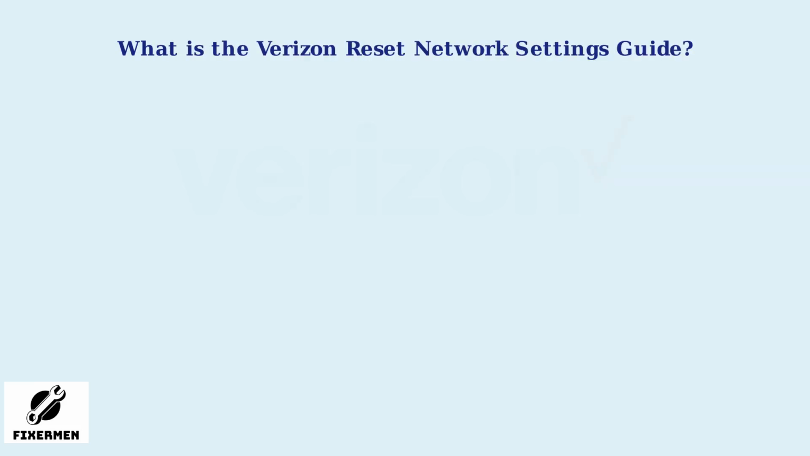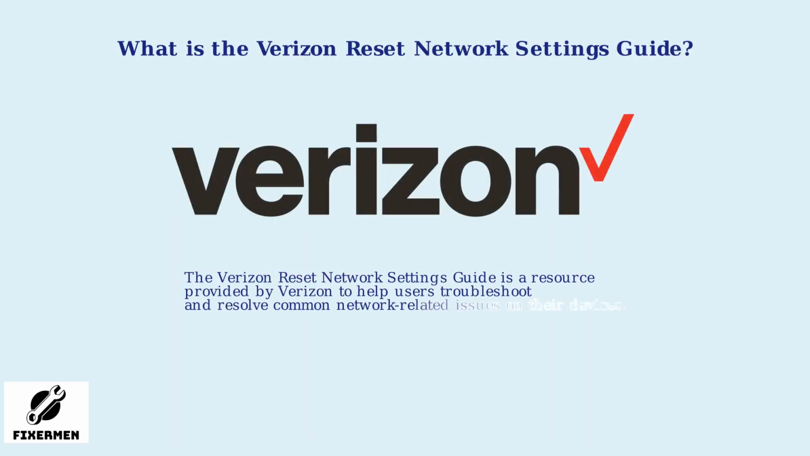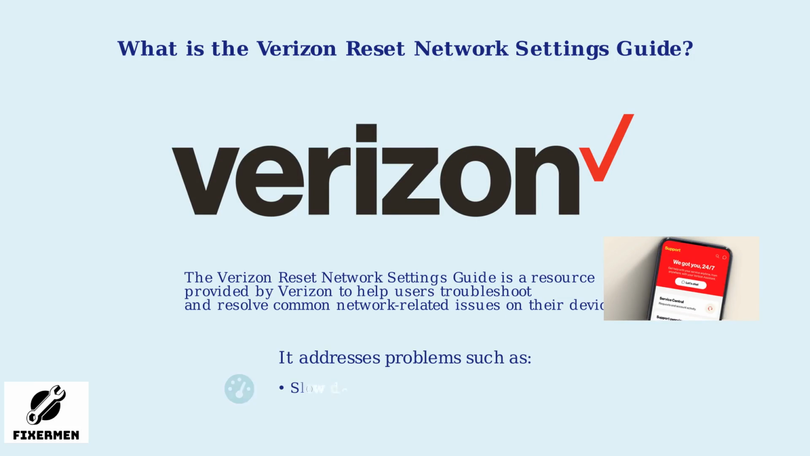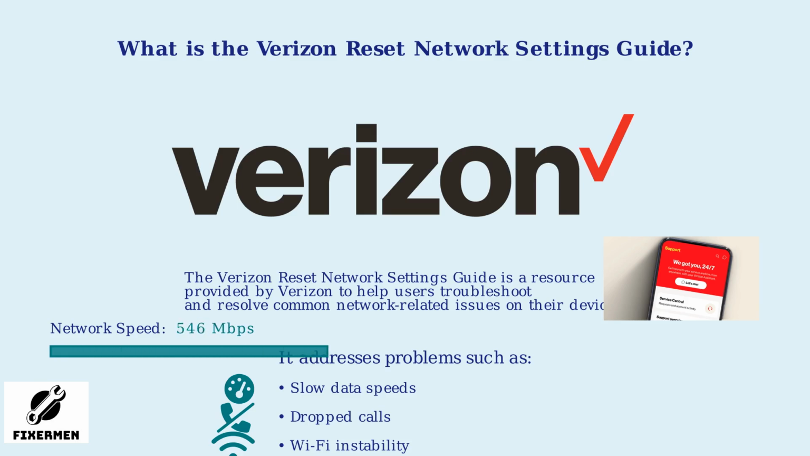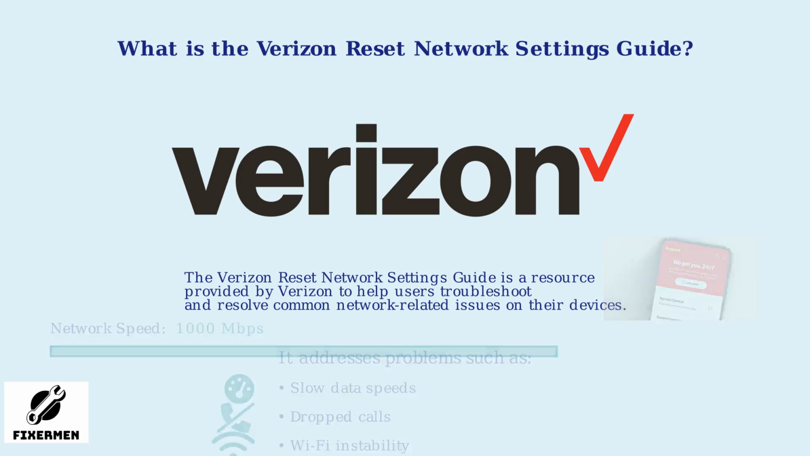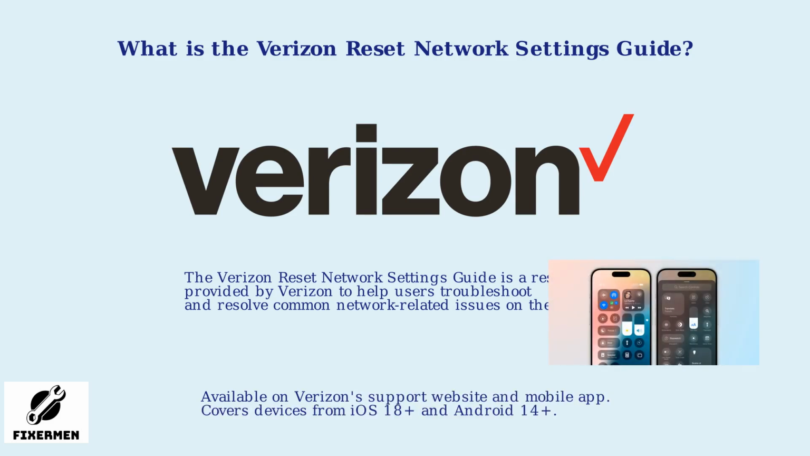The Verizon Reset Network Settings Guide is a resource provided by Verizon to help users troubleshoot and resolve common network-related issues on their devices. It guides users through restoring default network configurations, addressing problems like slow data speeds, dropped calls, Wi-Fi instability, and 5G connectivity drops.